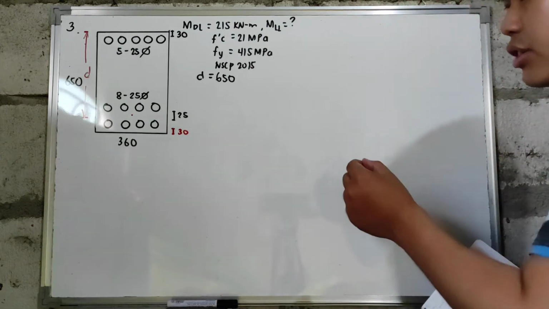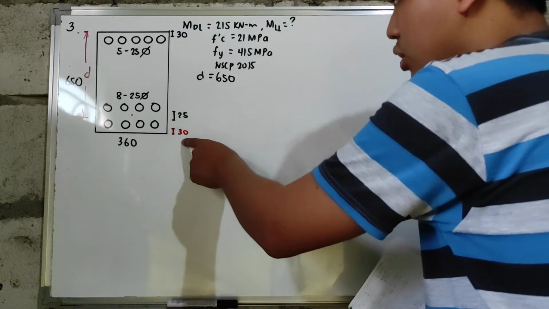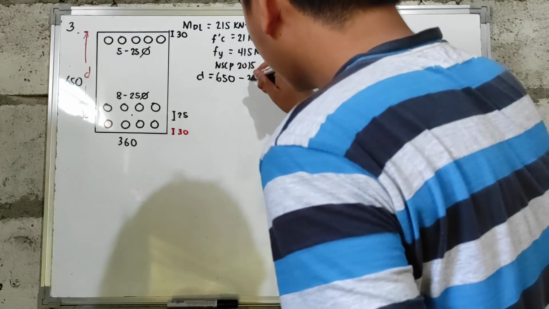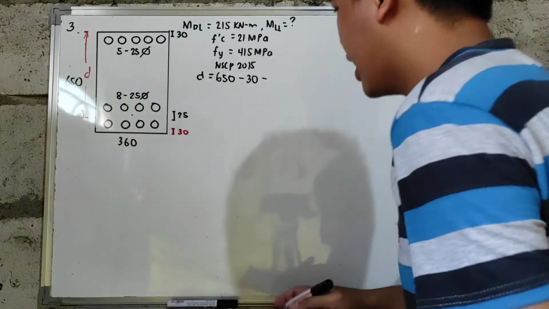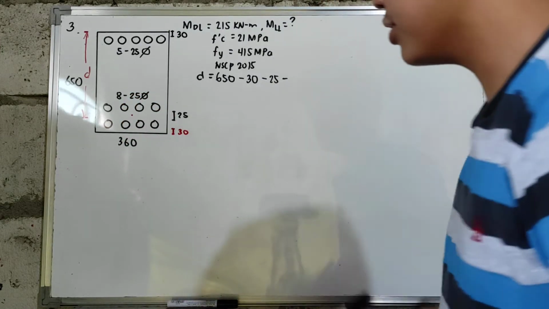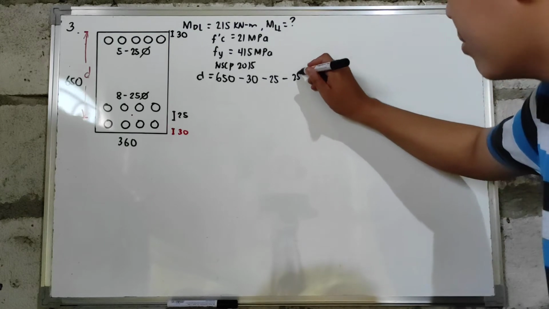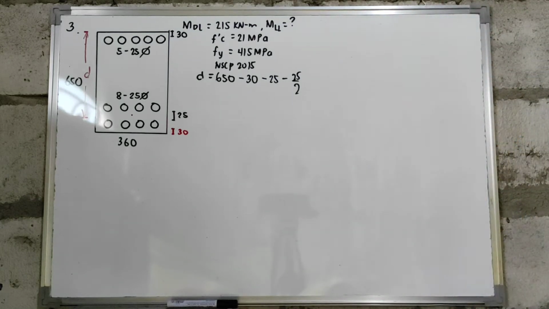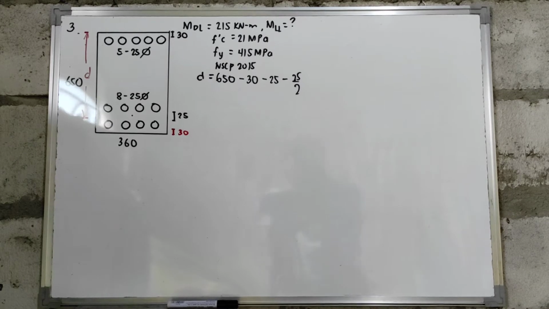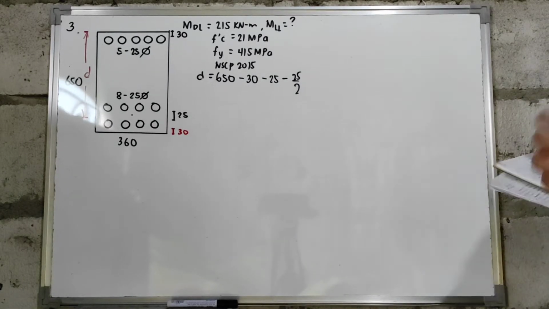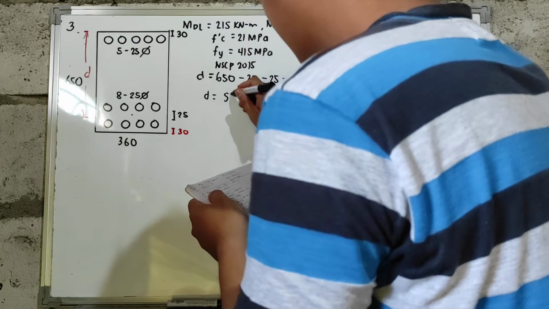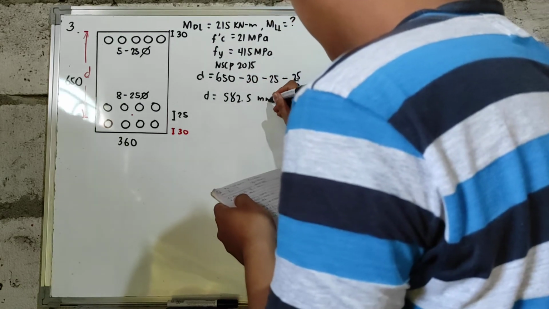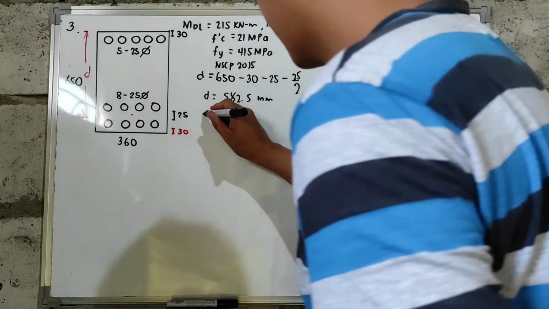So, ganun lagi, no? Centroid yung reinforcement natin. So, minus yung clear concrete cover natin na 30, minus yung isang diameter natin na 25, minus yung kalahati natin na 25 over 2. And that is the value ng effective depth natin. Now, the value of your effective depth is now equal to 582.5 mm.